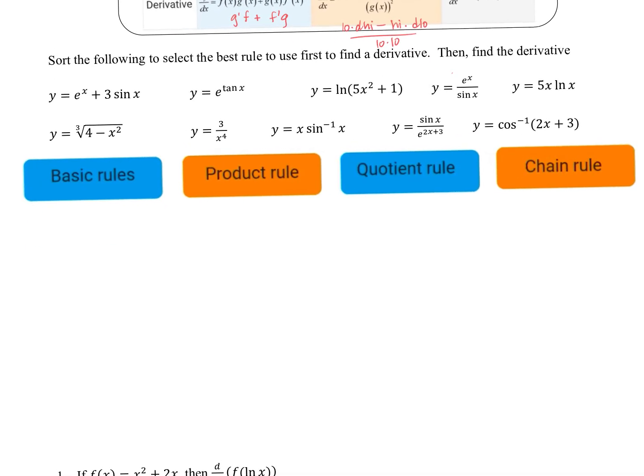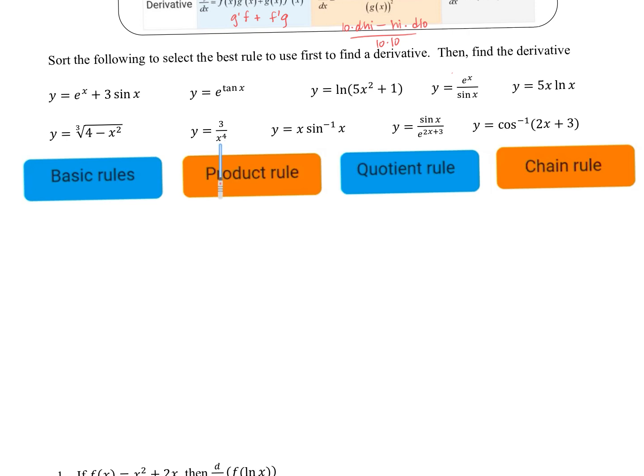Okay, this first one. Does anyone have one of these? I also just threw some basic rules in there. Say that again one more time. The y equals 3 over x to the 4th. What were you saying that one would be? I would have done product.